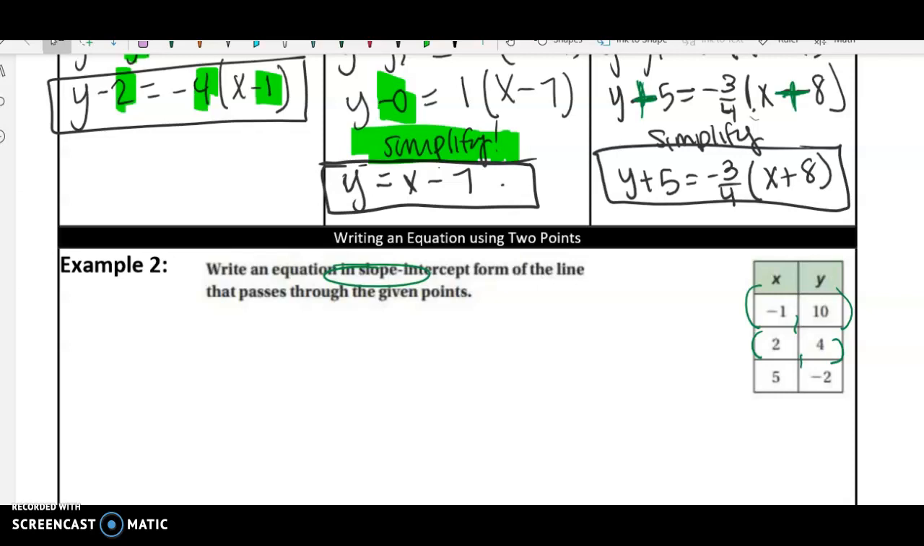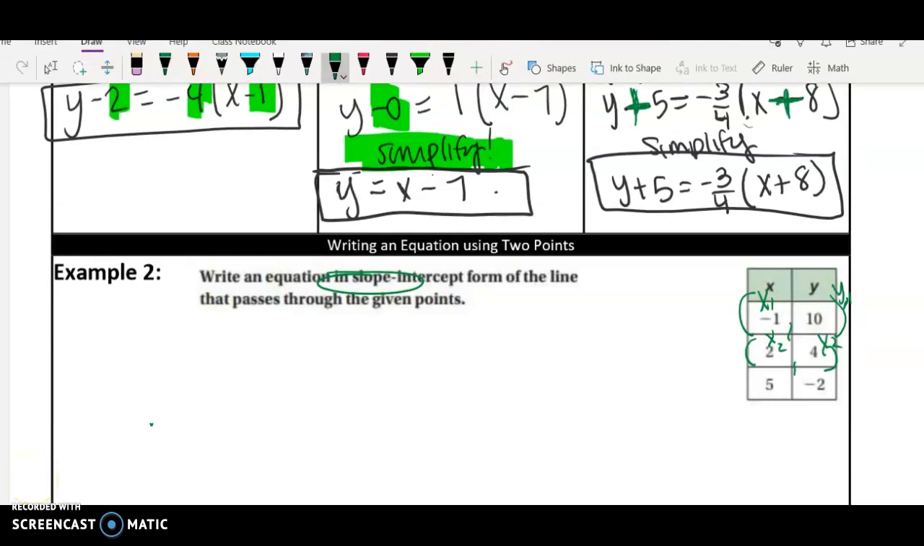However, we do not have the y-intercept. So now I've labeled my points as x1, y1, x2, y2, and you could have used any of the points. I just chose the first two, and we need to find our slope. So first thing we're going to do is m equals y2 minus y1 over x2 minus x1. And so we're going to plug in those points.